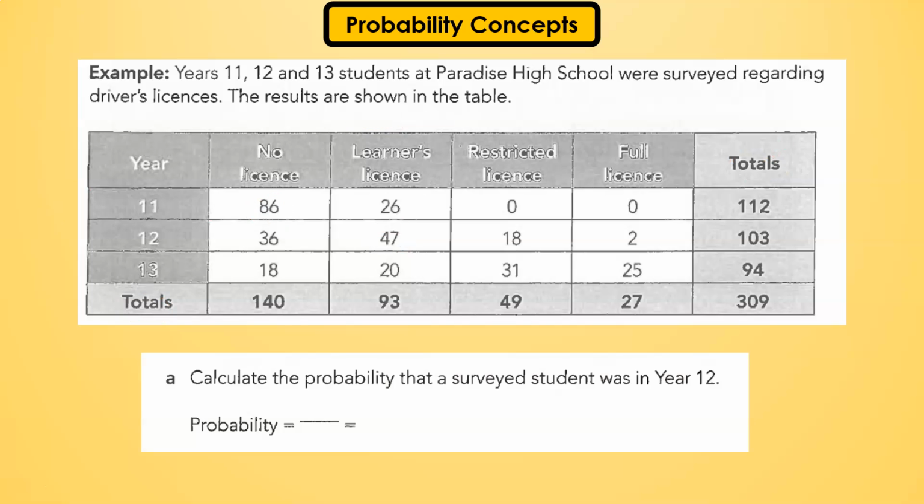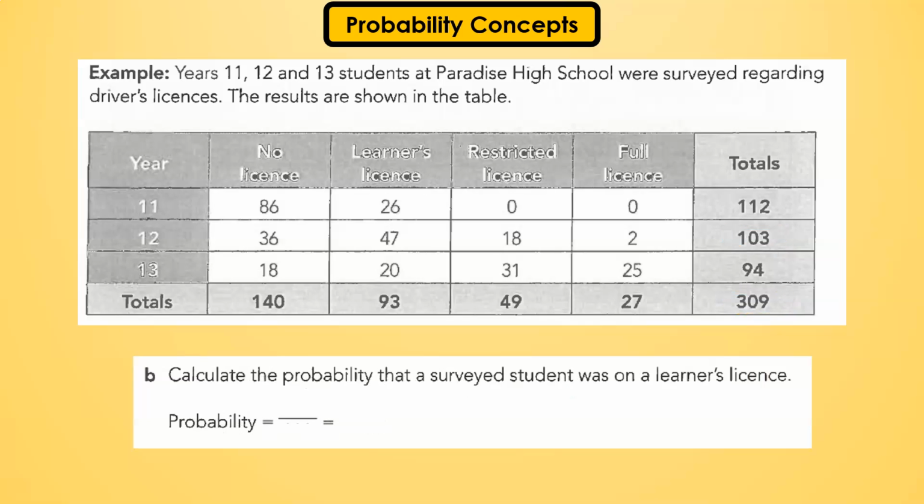So the types of questions you're going to be asked: calculate the probability that a surveyed student was in Year 12. The key bits of information, remember, with probability is we need to know the total. So we need to know how many Year 12s there are in total, and you can see we know that there's 103. The other thing is we need to know how many surveyed students there are. In this case, there's 309, which gives us 0.3 recurring. And that's it. We've just got to use the language to apply it to the table.